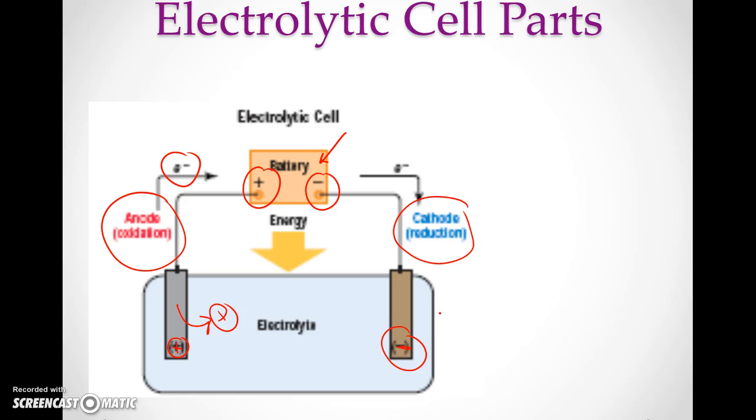You'll notice we don't have a salt bridge because we only have one solution. And so that's another big difference between electrolytic and voltaic cells.